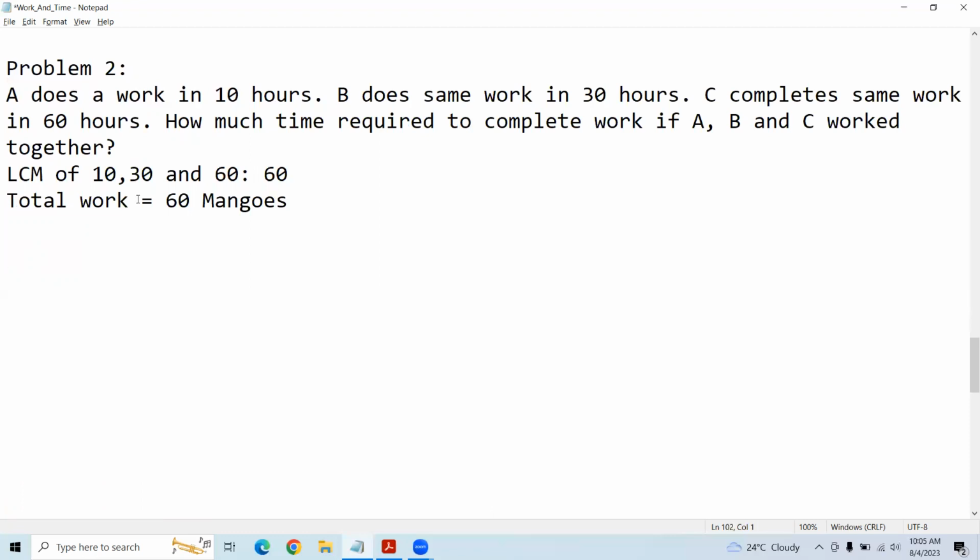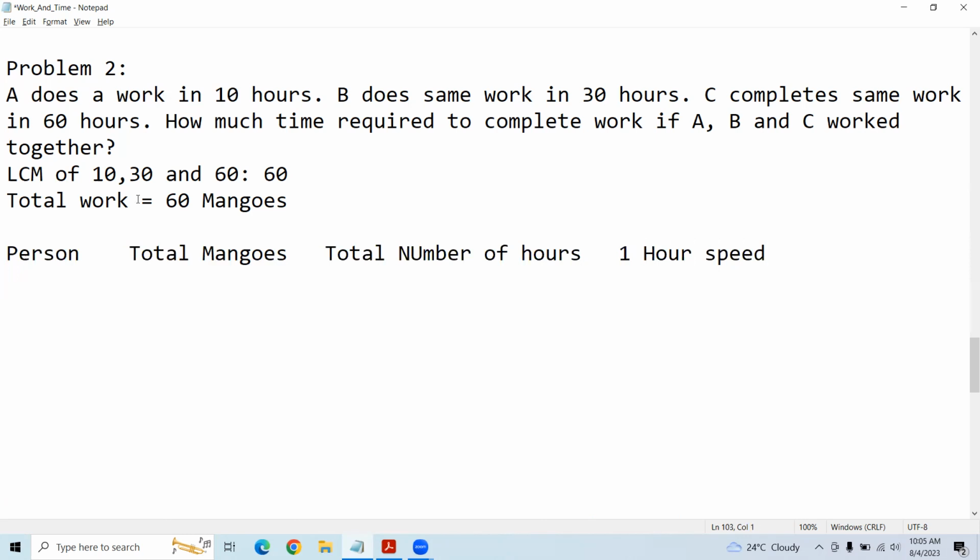Now again, we will create a similar table to what we created in the first problem. I will write person, then total mangoes. This pattern will remain the same whatever kind of problem you are going to do. Here, number of hours. Earlier we had number of days, but here they have given number of hours, so we need to put total number of hours. And then here, 1 hour speed. There we calculated 1 day speed, here we are calculating 1 hour speed.